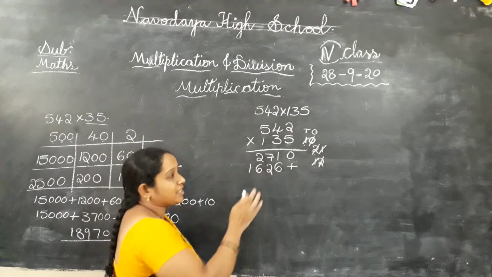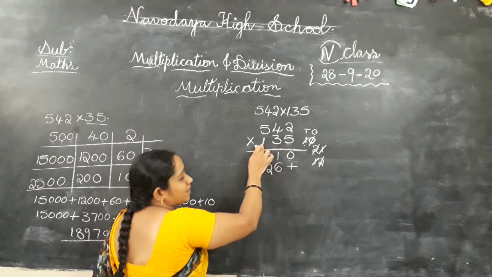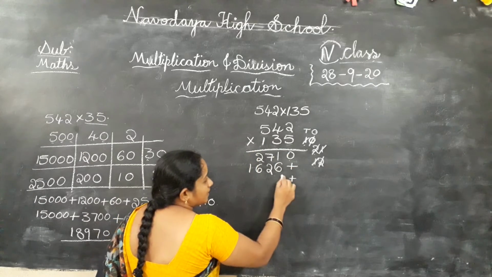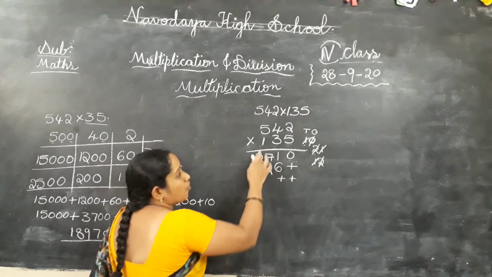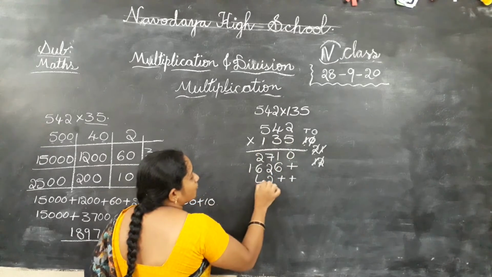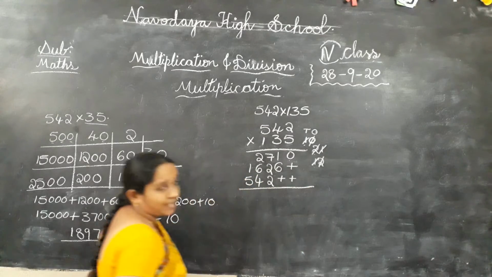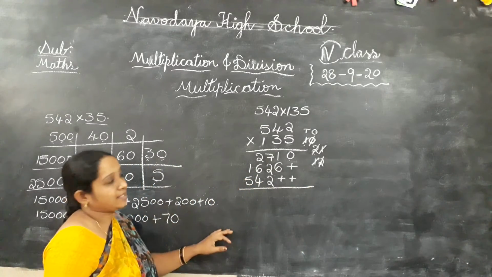Next, multiply with the hundreds place digit. While you are multiplying with the hundreds place digit, don't write under the ones place and tens place. 1 2s are 2. 1 4s are 4. 1 5s are 5. So add these 3 rows, children. Then you will get the answer.